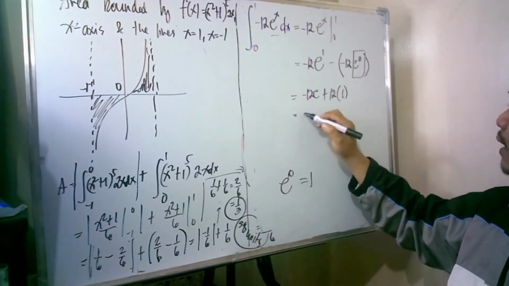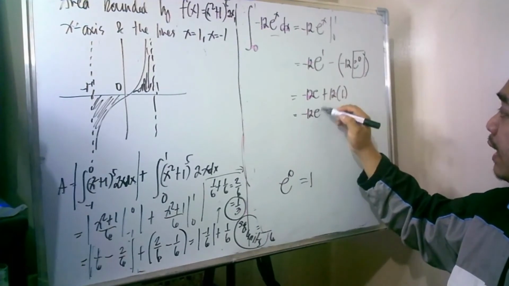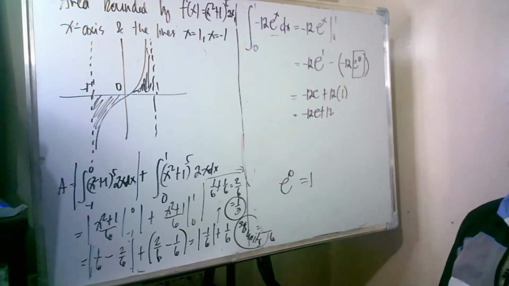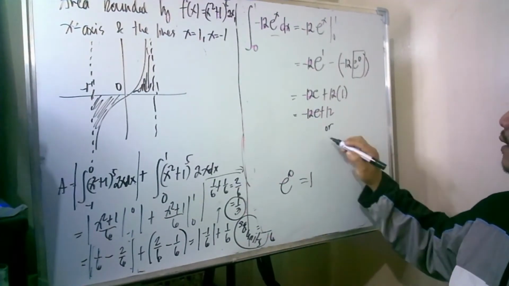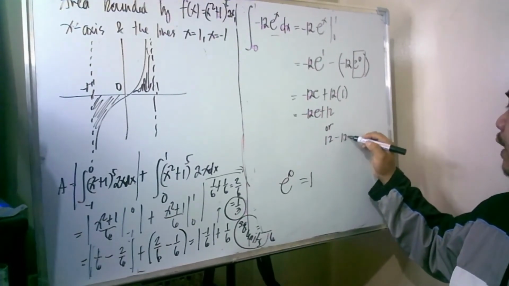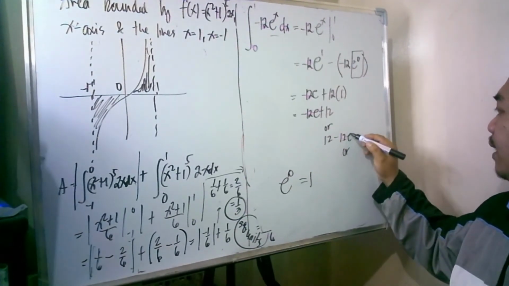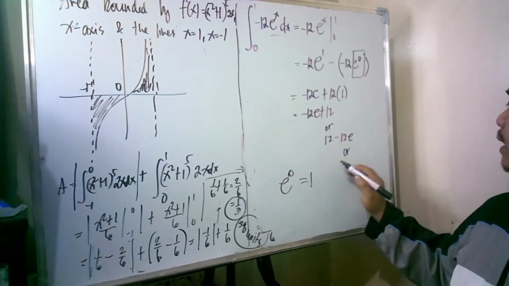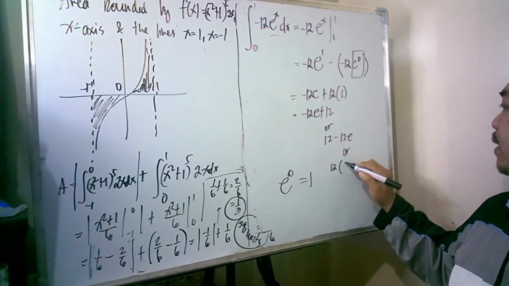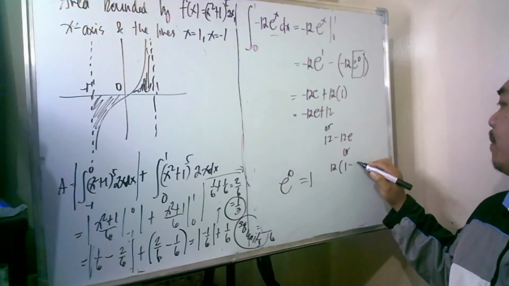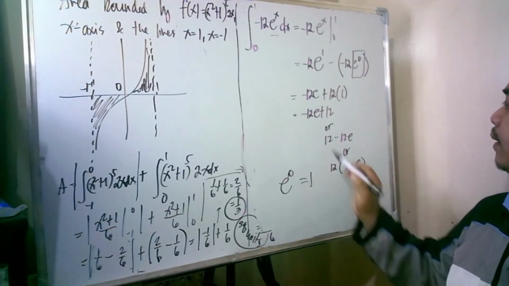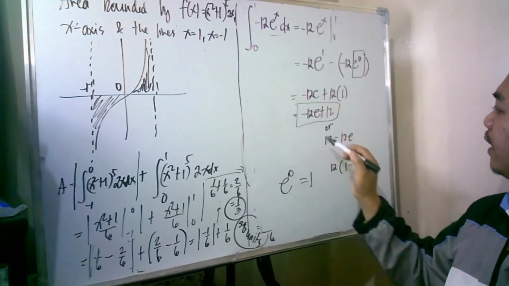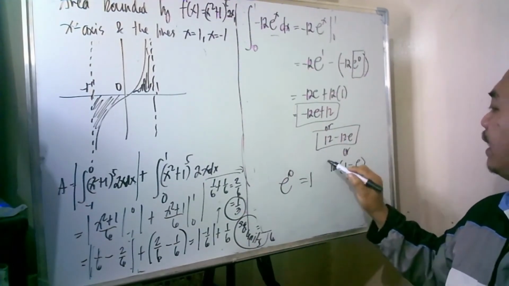Ano na yung sagot natin? Negative 12e plus 12. I-or lang natin siguro 12 minus 12e. Pwede rin, another way of writing, we can factor out 12, so we write it as 12 times 1 minus e. Any of the three here is a valid final answer.